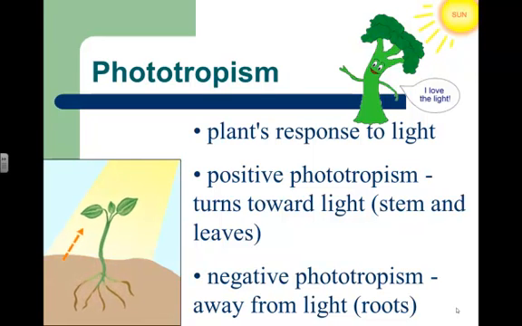So here are some examples you can see, and we're going to go through each one. Here's some phototropism, and that's when a plant responds to light. If it grows toward the light, then it is called positive phototropism. So if you think about the plant, what part of the plant is growing toward light? And that is going to be the stem and the leaves. But at the same time, the roots are growing away from the light. So the roots would be exhibiting negative phototropism.